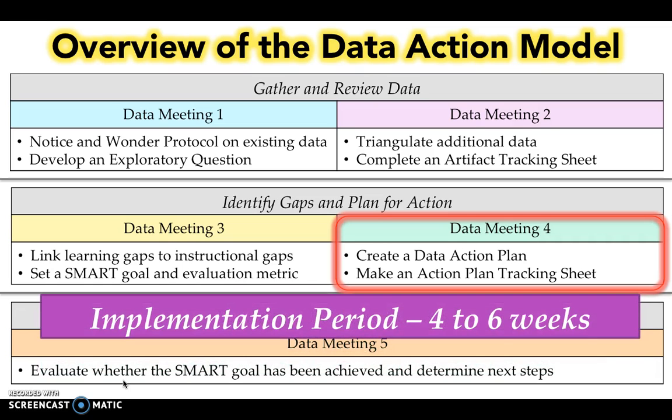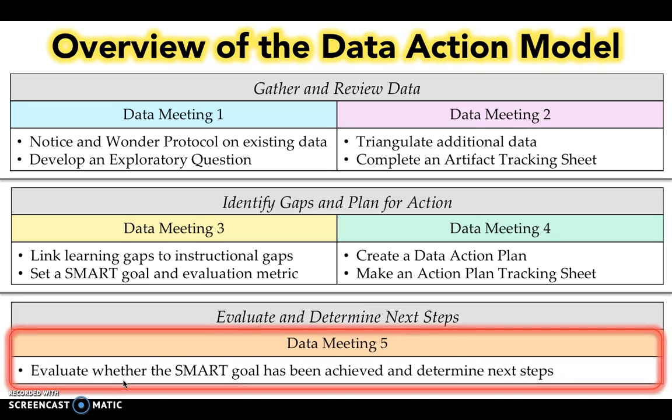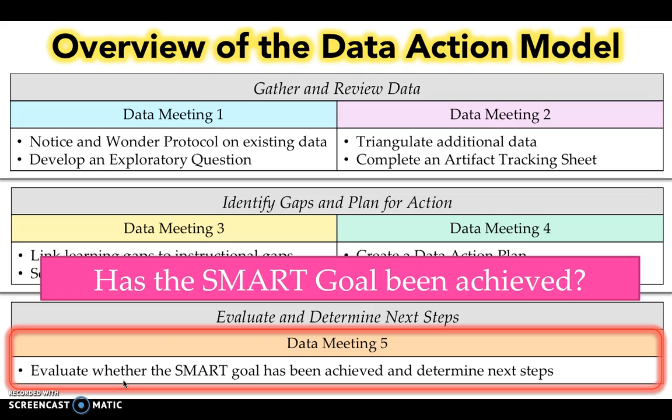Between the 4th and 5th meeting is the implementation period for the action plan. This should last roughly a month. The third and final phase is to evaluate and determine next steps. Once the PLC has completed the implementation of the data action plan, it is time to come back together for Data Meeting 5 and determine to what extent the students met the targeted learning goal and what to do next.